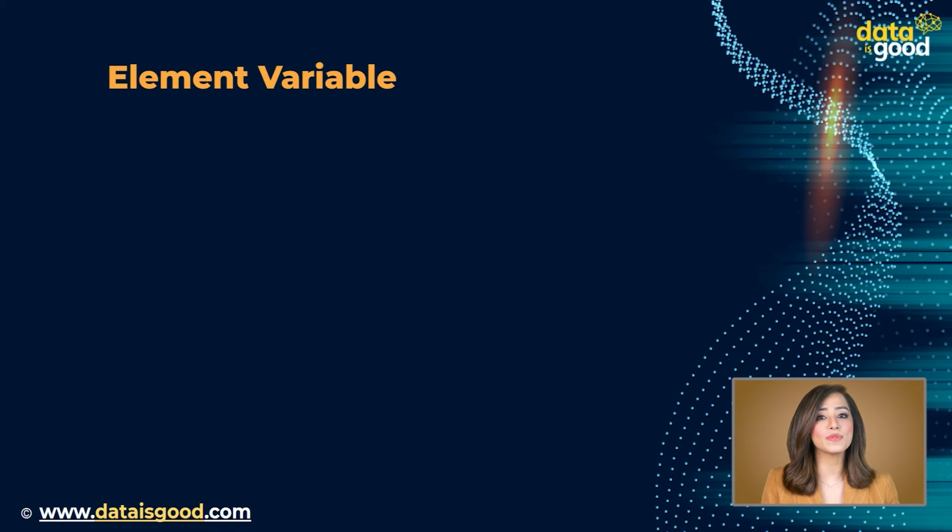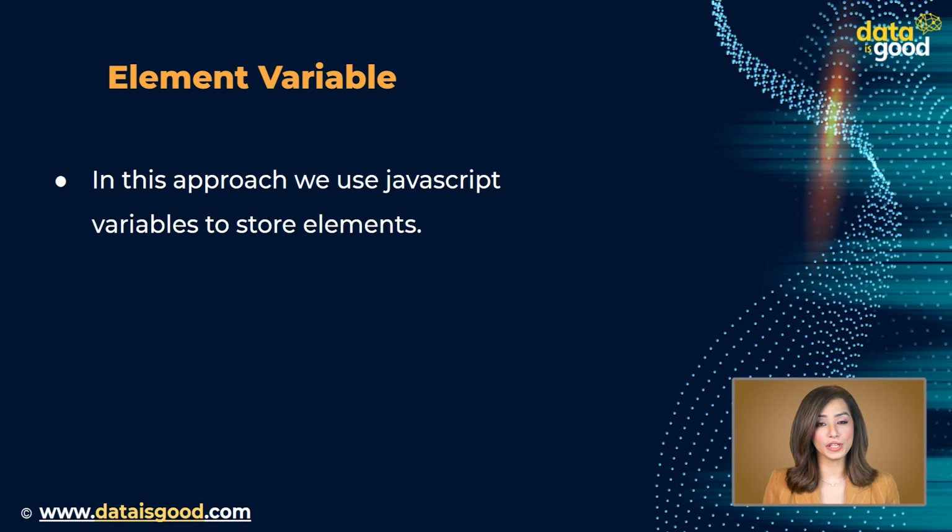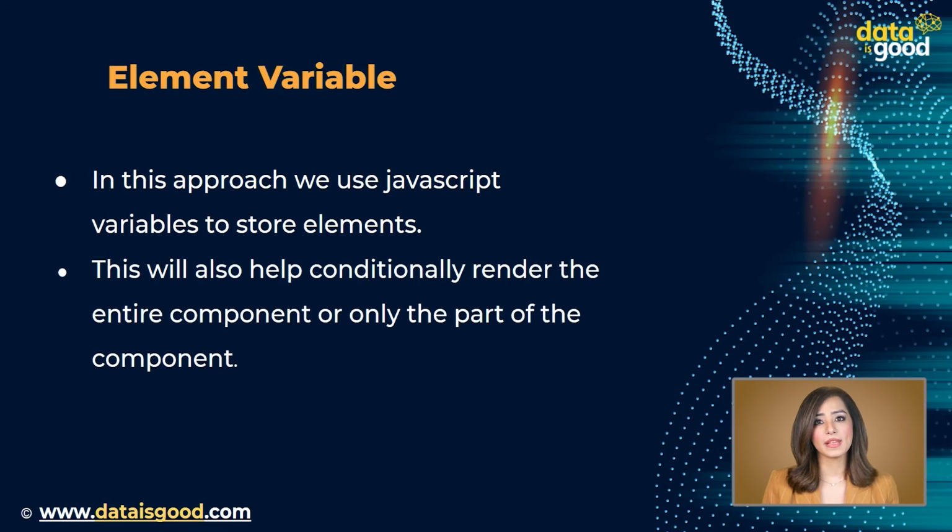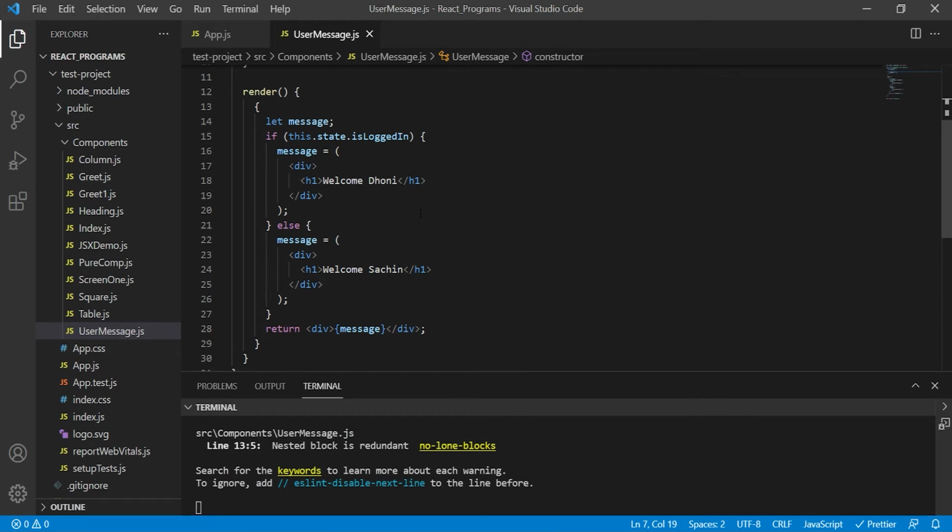The second approach is element variables. In this approach, we use JavaScript variables to store elements. This will also help conditionally render the entire component or only part of the component. We are going to declare a variable inside the render method. We store the appropriate element in this variable based on condition. Finally, we will return this message variable in JSX.